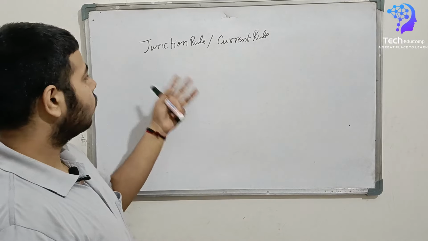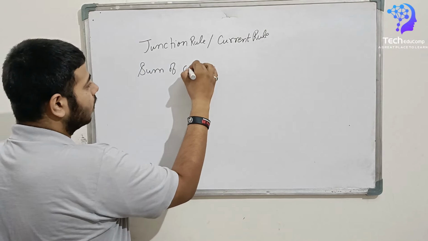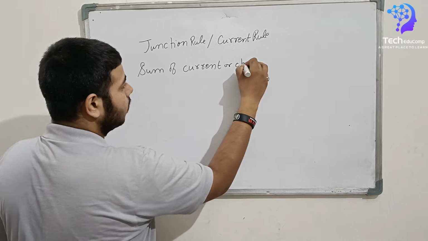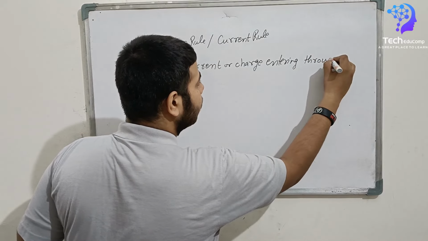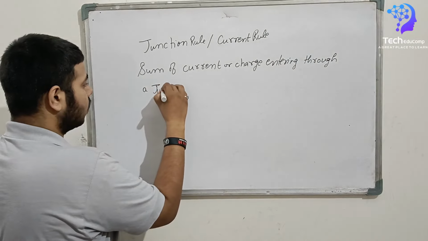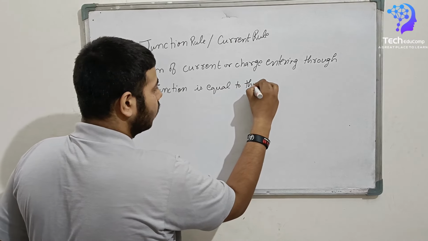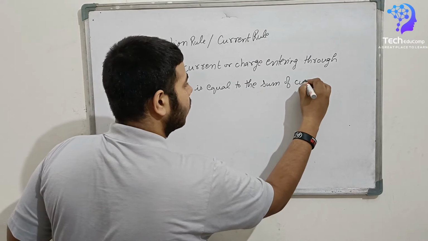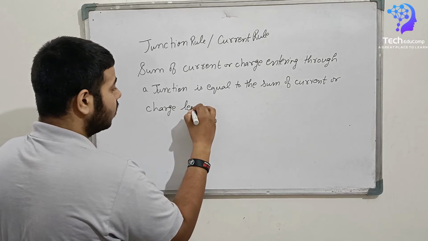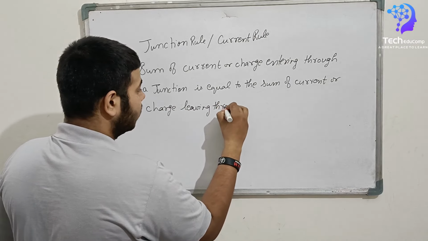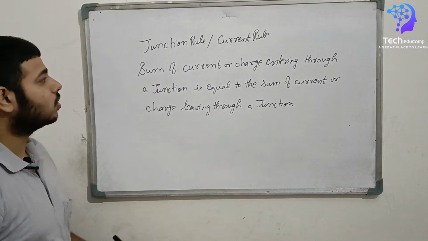So let's see what the definition says. It says that the sum of current or charge entering through a junction is equal to the sum of current or charge leaving through a junction. So this is the definition of the current rule.